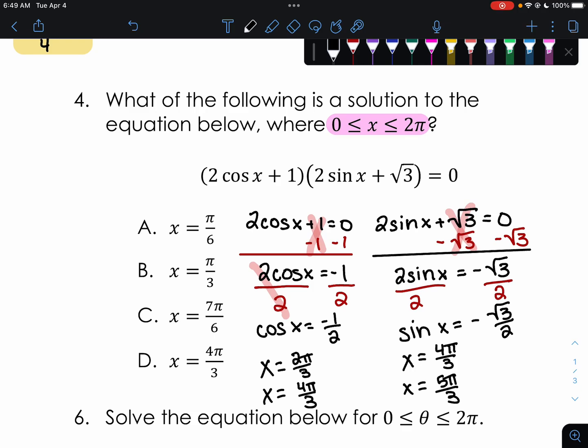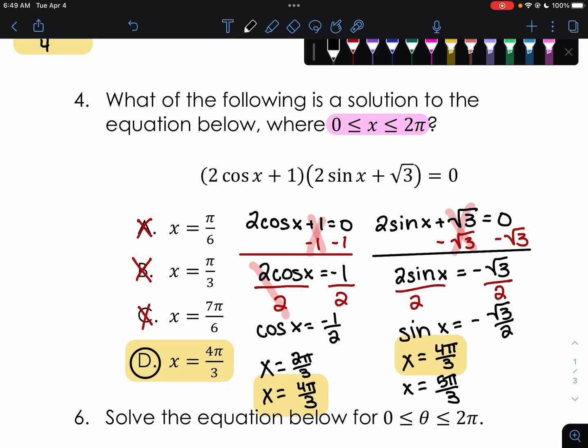If I look at my answer choices, I notice that pi over 6 is not one of them, pi over 3 is not one of them, 7 pi over 6 is not one of them, so that leaves me with answer choice D, 4 pi over 3. Both of my answers did contain that, so that is a solution. They don't have to be overlapping to be a solution. It just happened in this case.